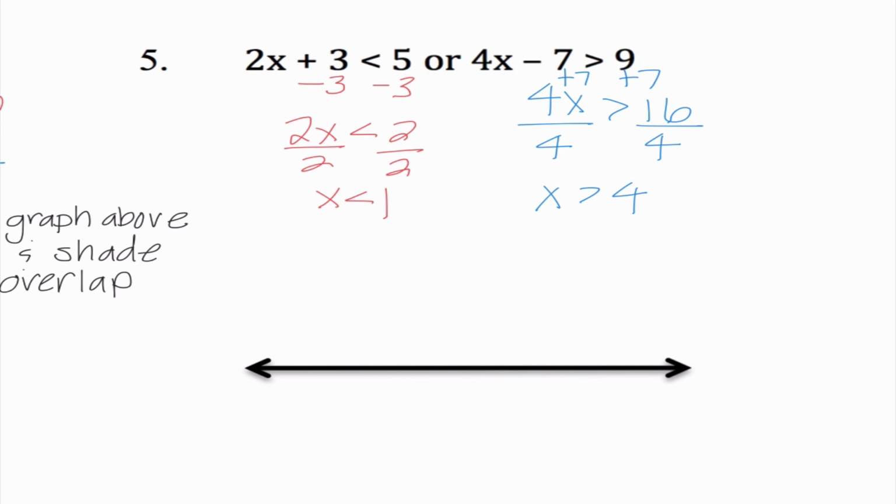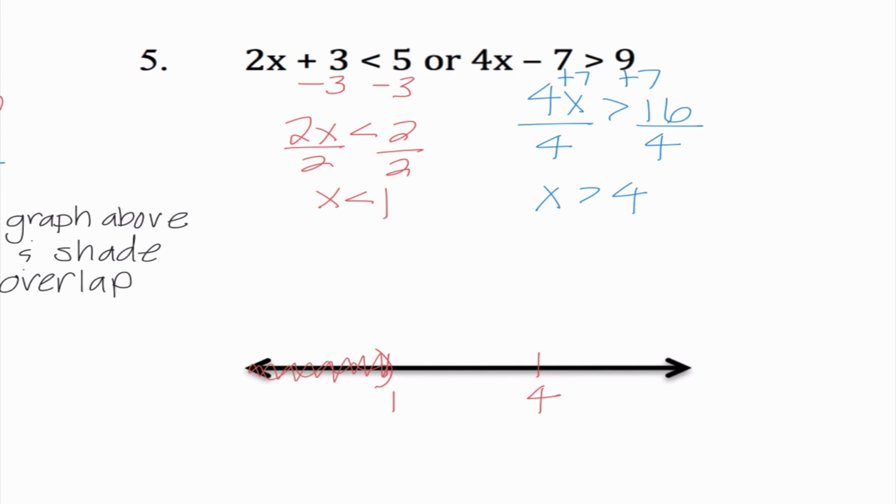So all numbers that are less than 1, and let me put 1 and 4 on my number line. Numbers that are less than 1, I'm using a parenthesis because it does not have an equal to, and numbers that are less than 1 are to the left.